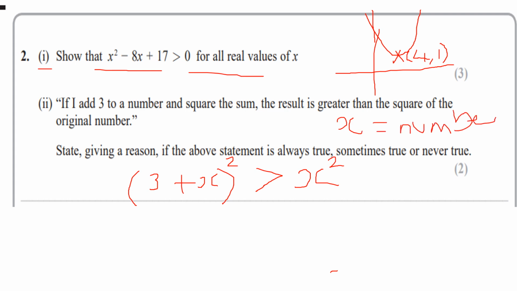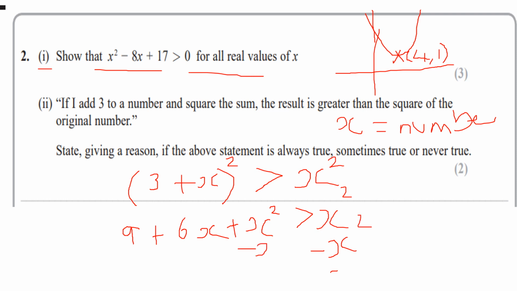So if I expand and simplify this, I'm going to have 9 plus 3x plus 3x, that'll be 6x when I expand. It's a double bracket expansion, and I'm going to have plus x squared, which is greater than x squared. If I now subtract x squared on both sides of my inequality to balance it, I'm going to have 9 plus 6x is greater than 0.